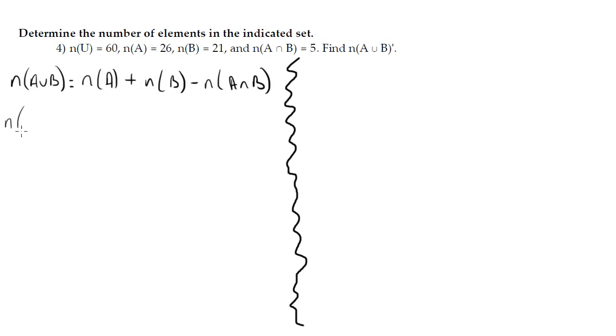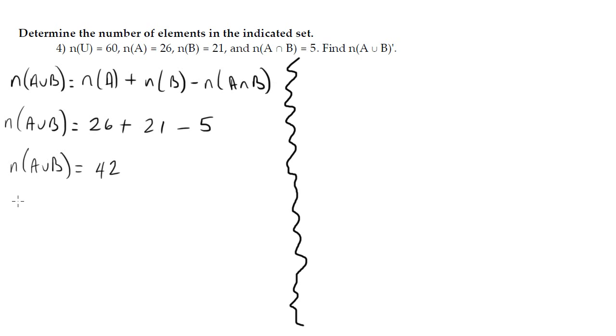I don't know the number in the union, but I know A has 26 elements. I know B has 21 elements. And I know the intersection of A and B has 5 elements. I just got that from the prompt, right? So doing the arithmetic here, that's 47 minus 5, which is 42. So the number in A or B, A union B, is 42.